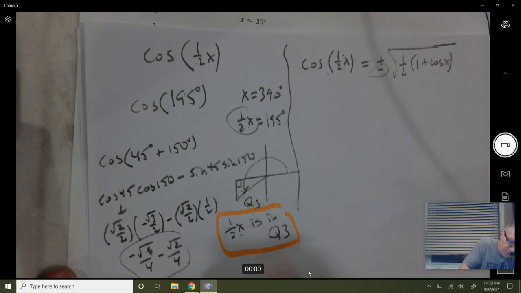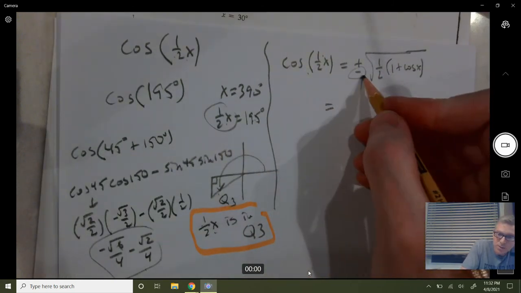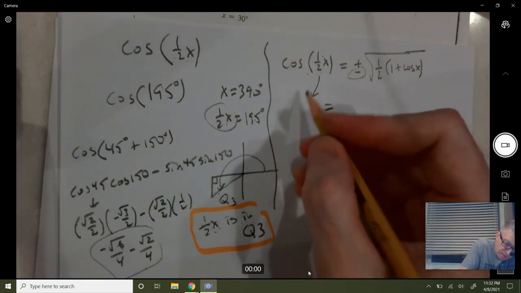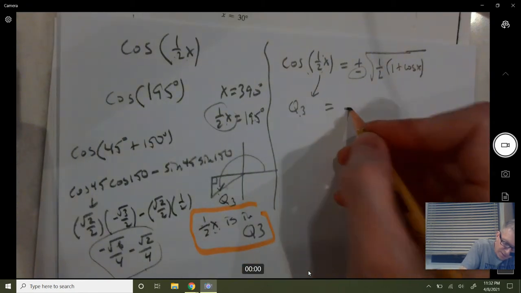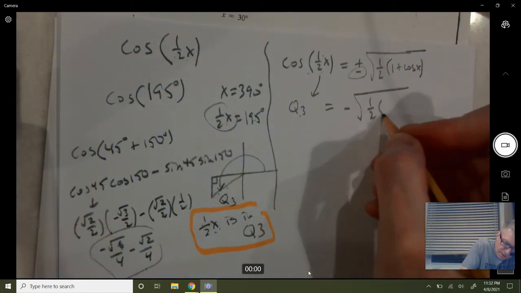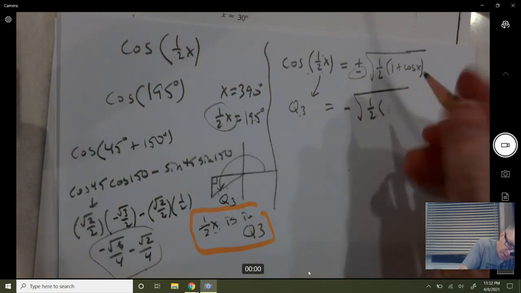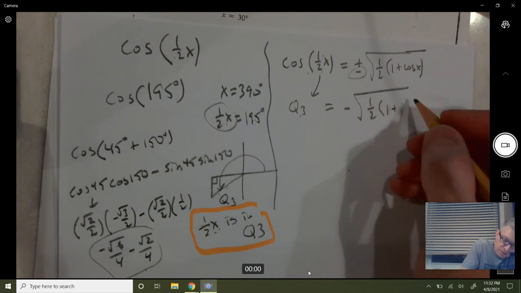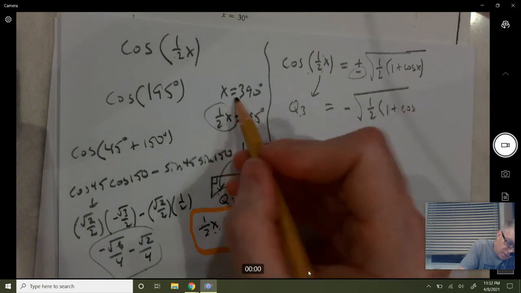Okay, so we have to show that we get the same thing when we plug this into the formula. So plus or minus, we know that 1/2 x is in quadrant 3. The cosine of an angle in quadrant 3 is negative, so that's going to be negative the square root of 1/2 times 1 plus cosine of x, and that's going to be cosine of 390.